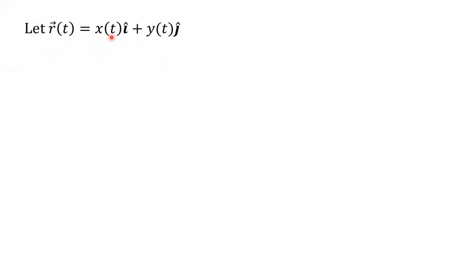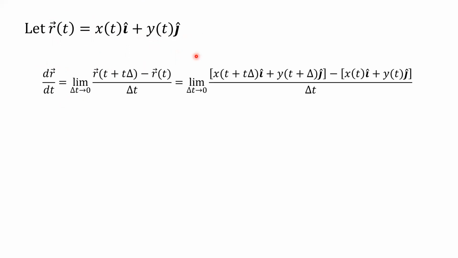You go this far in the i hat direction, and you go this far in the j hat direction. Let's use this expression for r to examine the difference quotient, or the limit of the difference quotient. We know that velocity is the instantaneous rate of change of position. It's dr/dt. That's the limit as delta t goes to 0 of the average velocity, so final position minus initial position. And here's where we're going to take this expression for r and plug it in here.